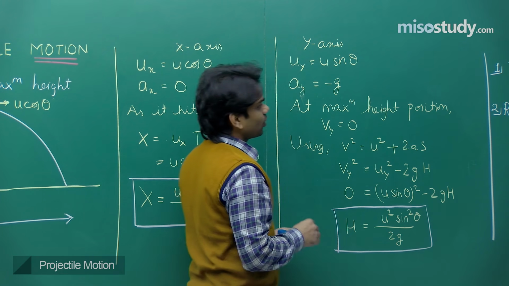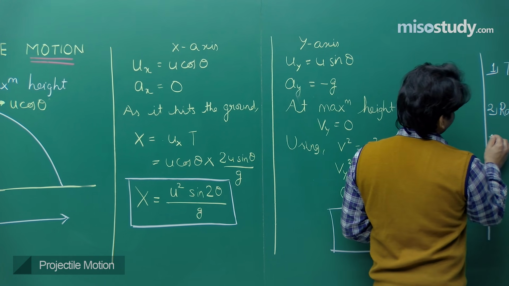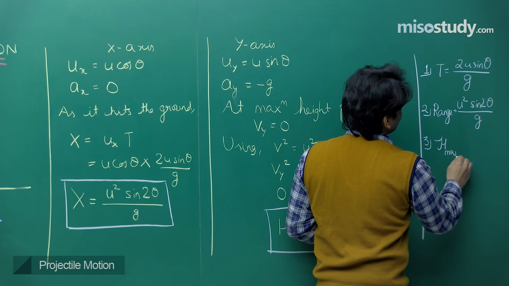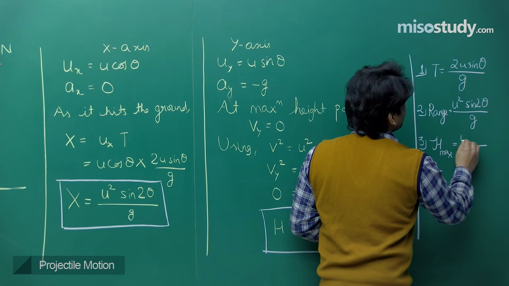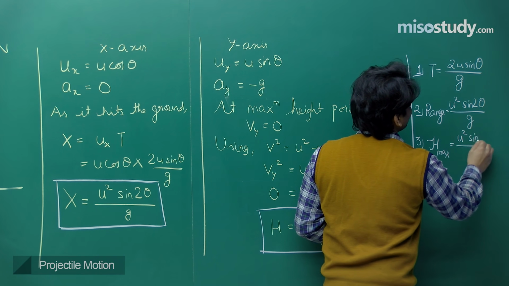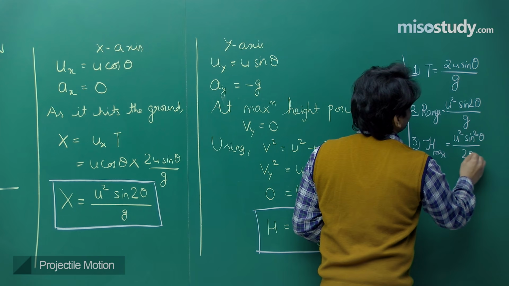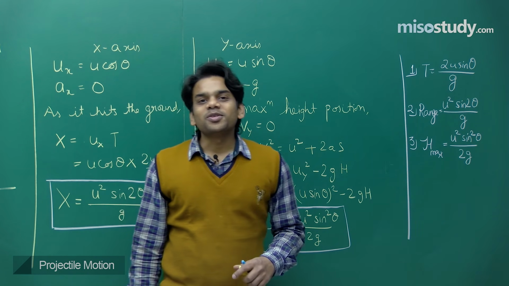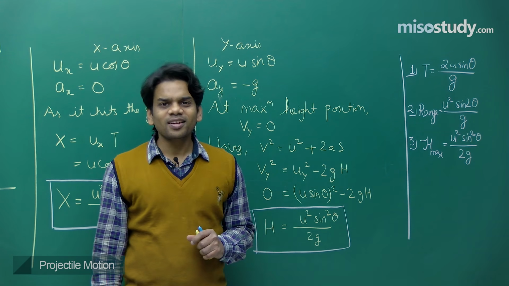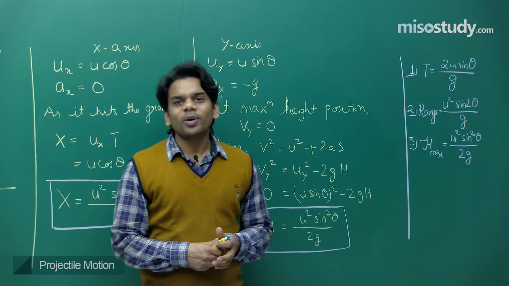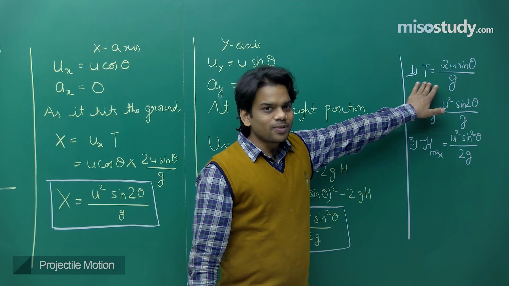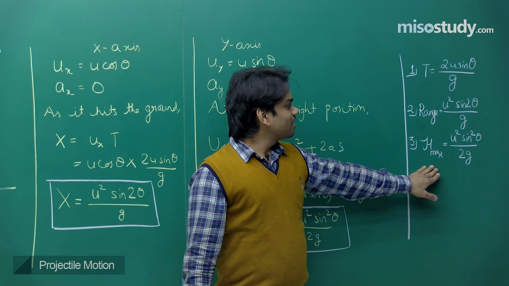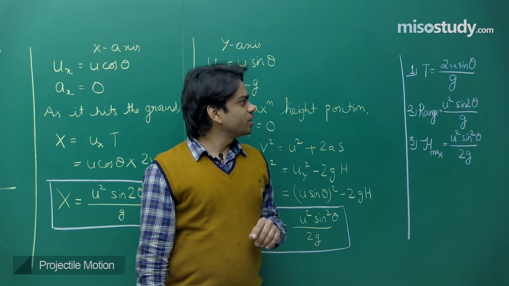So let's write this result also in this part of the board. Third is maximum height, capital H max, that came out to be U square sin square theta by 2g. Let us have a quick revision of the three formulas that we have derived. T equals 2u sin theta by g. Second, range, R equals U square sin 2 theta by g. Third, H max equals U square sin square theta by 2g.